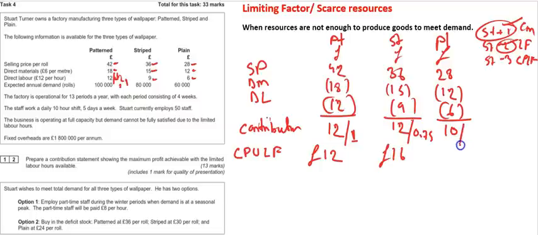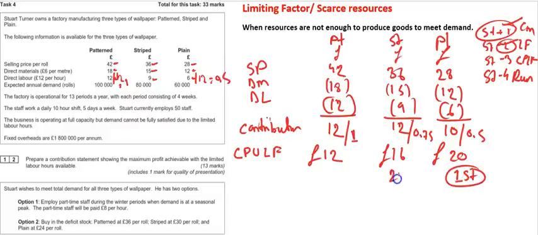And you do this divided by contribution per unit of limiting factor. If you remember, this divided by 12, we get 0.5. So you get 20. Yes, you do get 20. Our step number 4 was ranking. We're going to check which one is giving us the highest contribution per unit of limiting factor. Clearly, plain first, ranking second, striped, and ranking third, patterned.